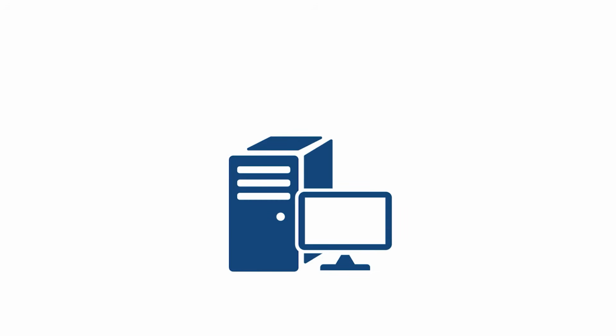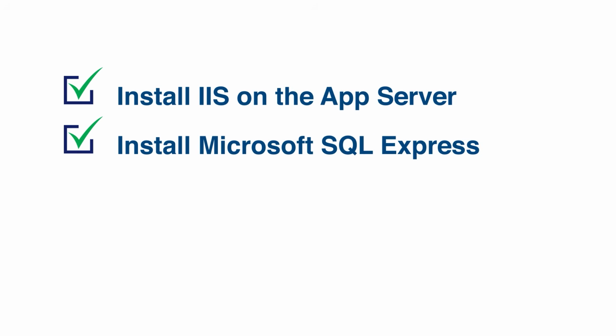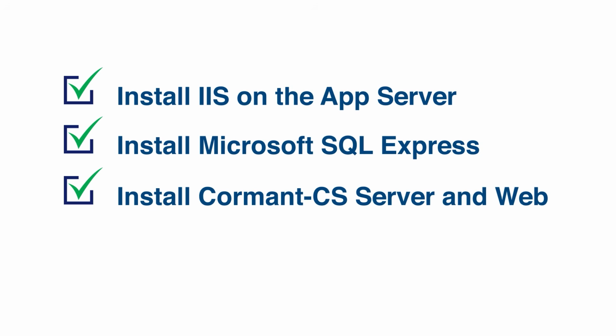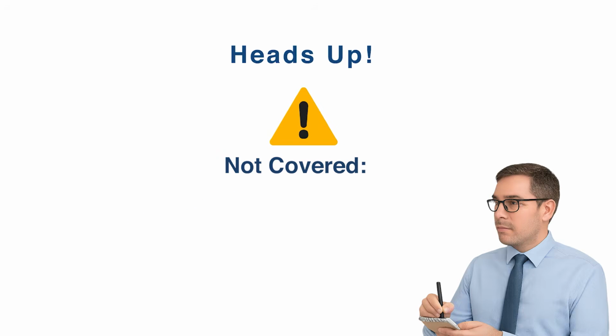A standalone setup is the most basic and easiest way to install Cormant-CS. The Cormant-CS application, IIS, and a database instance are installed on one server. We will cover adding the web server role, installing Microsoft SQL Express, installing the Cormant-CS server and web components, and restoring a demo database for initial configuration. This guide will not cover the following.